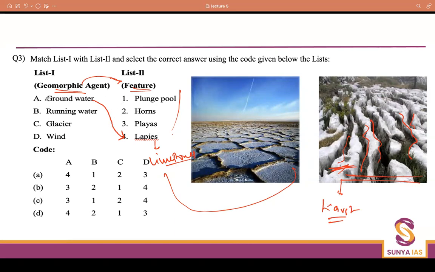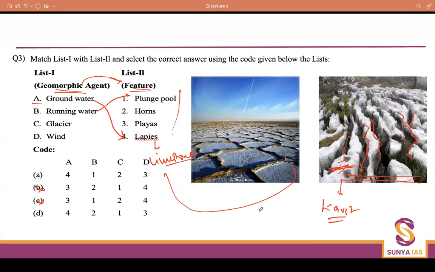So with A it is 4. So A4 we have in options A and D. We eliminate B and C right away. B is your running water. Running water will form plunge pools, horns, or playas. Definitely, running water will form your plunge pools.